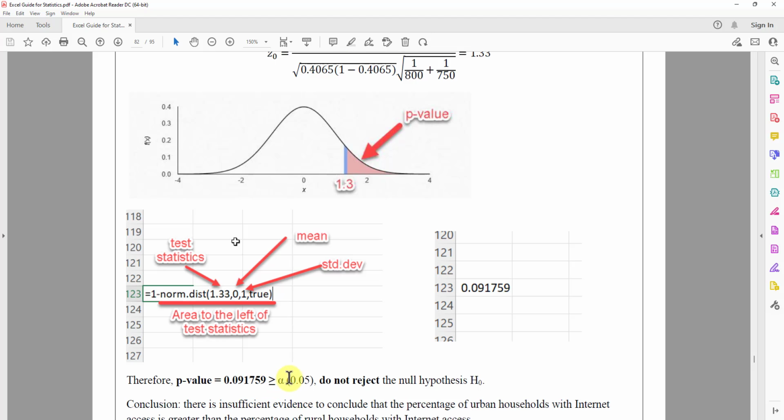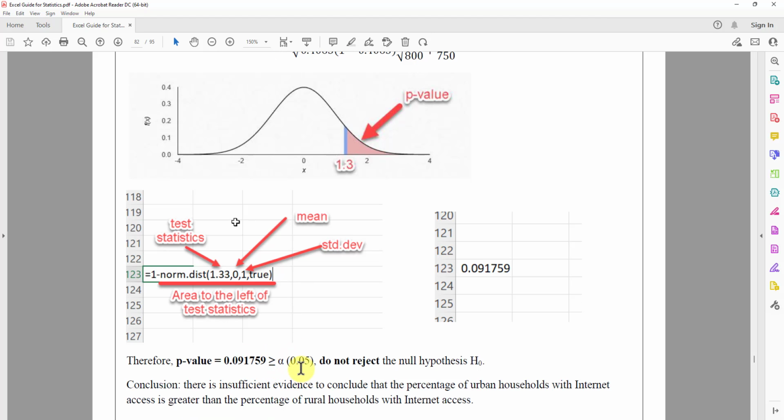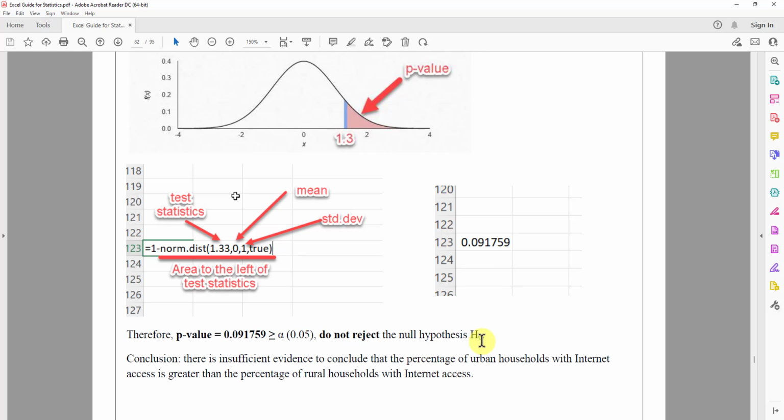And this is bigger than alpha, which is 0.05. So we fail to reject the null hypothesis. If we don't reject the null hypothesis, that means we don't have enough evidence, or there is insufficient evidence to conclude that the percentage of the urban households with internet access is greater than the percentage of the rural households with internet access. So we don't have enough evidence to support the alternative hypothesis.